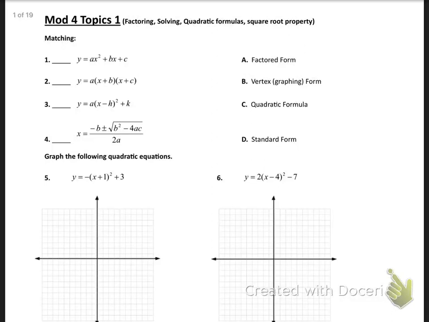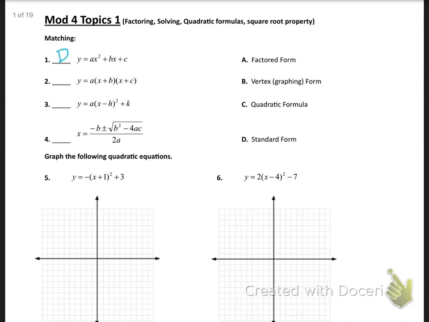Alright, so this video is going to be the Mod 4 Topic 1 quadratics review. So just a review of the different types of quadratic equations. The first one is our standard form equation, so letter D, because remember, standard form is what we build the quadratic formula off of, where we get our a, b, and c.